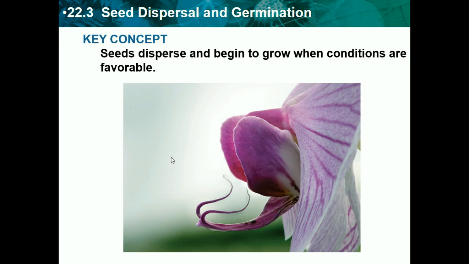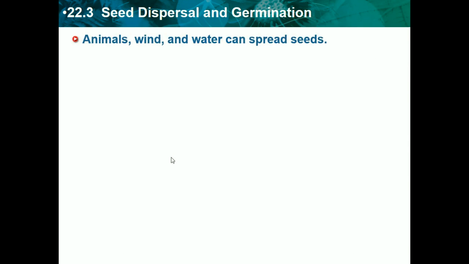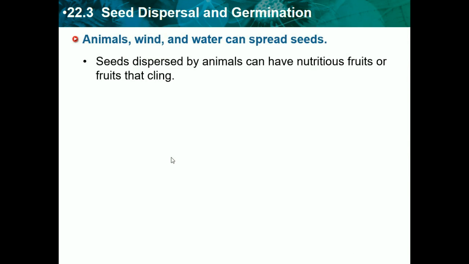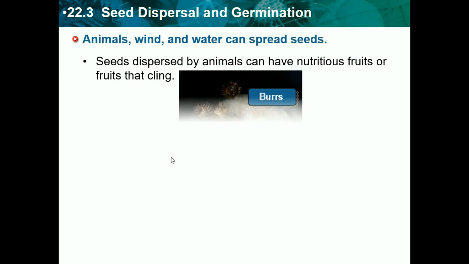22.3 Seed dispersal and germination. Seeds disperse and begin to grow when conditions are favorable. Animals, wind, and water can spread seeds. Seeds dispersed by animals can have nutritious fruits or fruits that cling. So if it's a fruit plant, the seeds are probably going to be dispersed by animals because the animals eat the fruit and then carry it to a different spot.